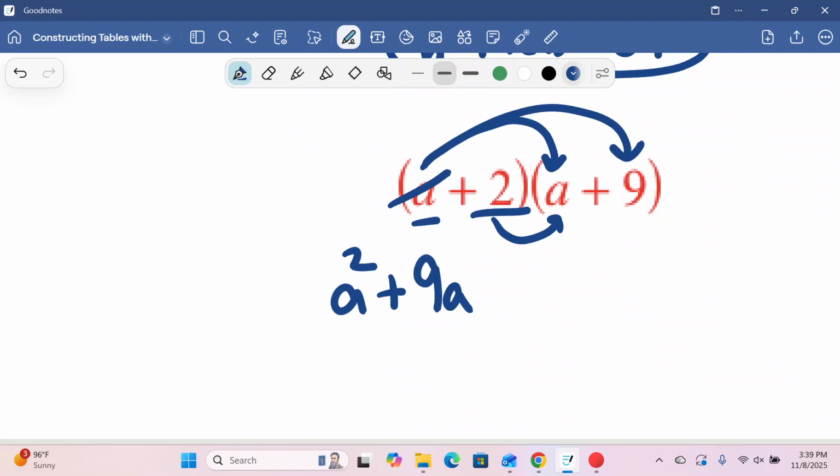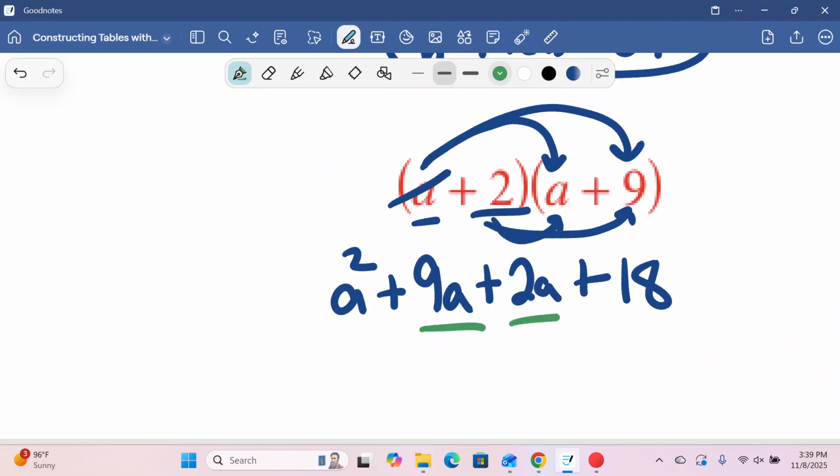And it's 2 times a is positive 2a. And then I'm going to distribute the 2 into the 9. 2 times 9 is positive 18. I don't know what positive 2 times positive 9 is. All I have to do is input it to the decimals, and you let the decimals do the work.